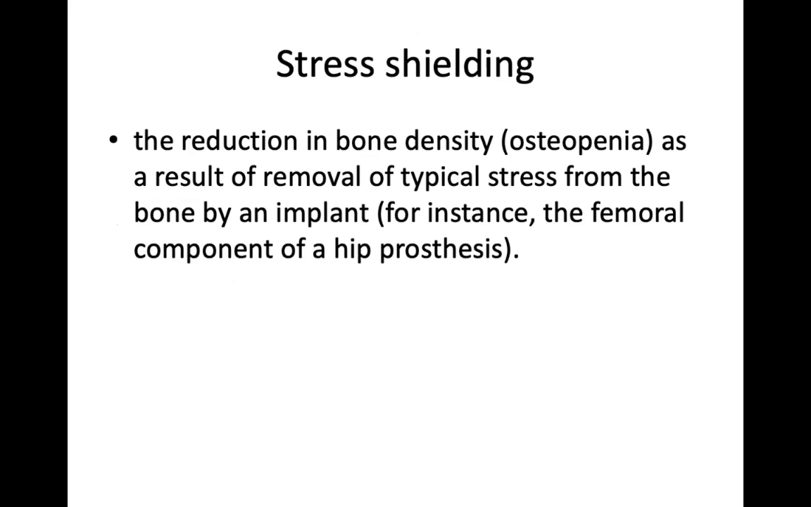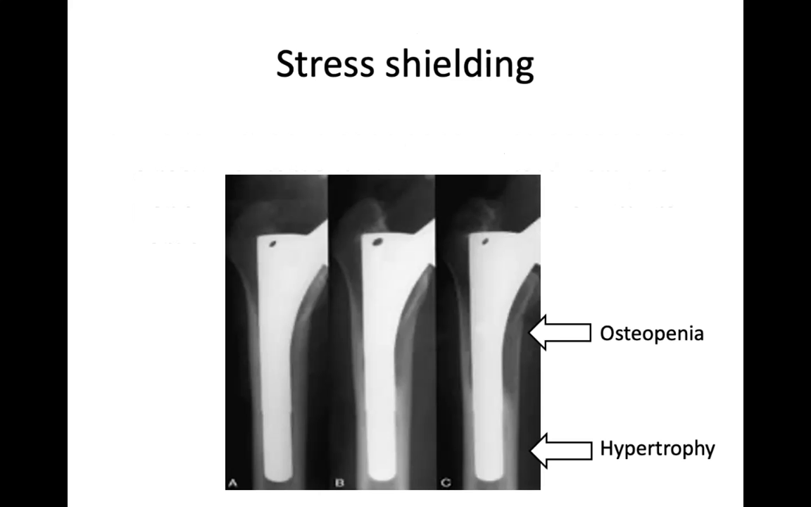So what's stress shielding? It's reduction in bone density, osteopenia, as a result of removal of typical stress from the bone by an implant, for example, the femoral component of a hip prosthesis. Let's take a look at this. So over time, a large stiff stem leads to stress shielding in the femur.